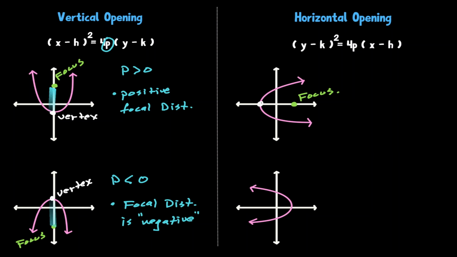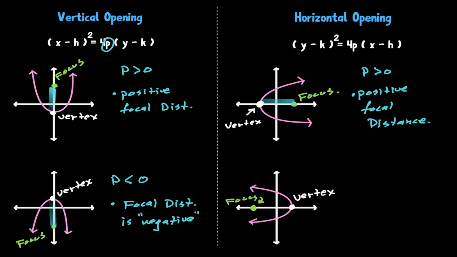If the focus is on the right-hand side of the vertex, we are going to say that we have a positive focal distance. And if our focus is on the left-hand side of the vertex, we are going to say that we have a negative focal distance. And these are the 4 different types of parabolas that we will consider.